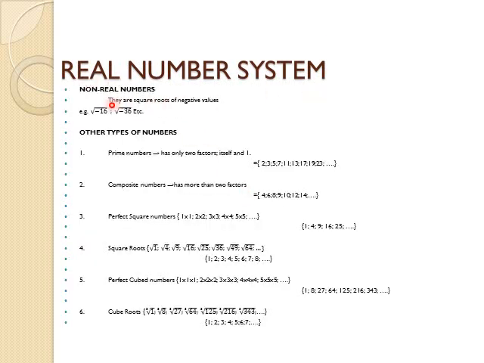Alright, we also have what we call non-real numbers. These are square roots of negative values. They form part of imaginary numbers, which are not part of the real number system. Therefore, we just say non-real. Other types of numbers that we assume you still remember: prime numbers, numbers that only have two factors, so 2, 3, 5, 7, 11, etcetera. They only have two factors, the number itself and 1.